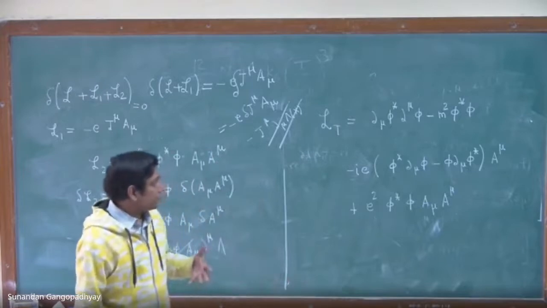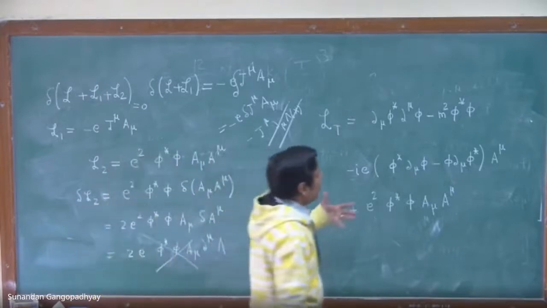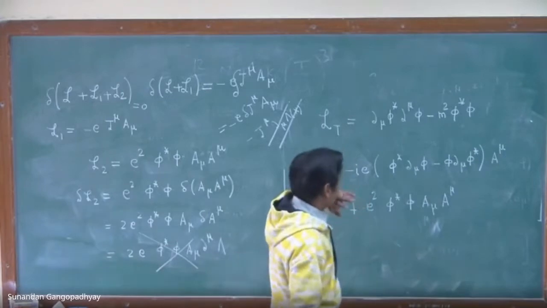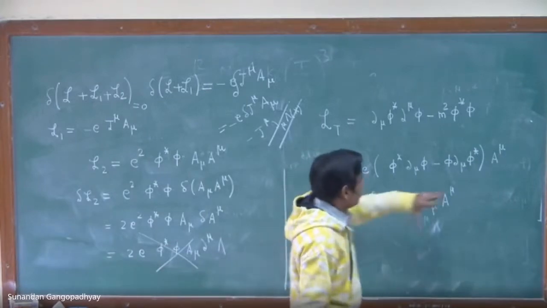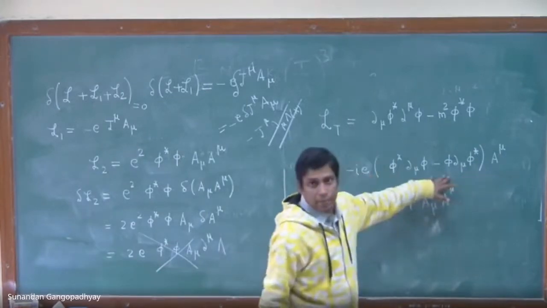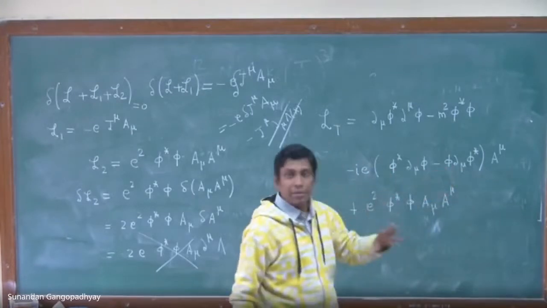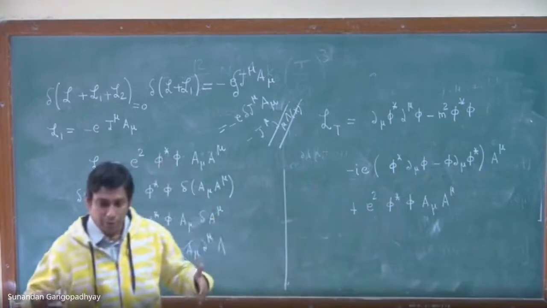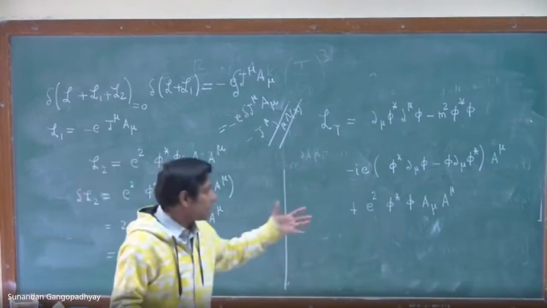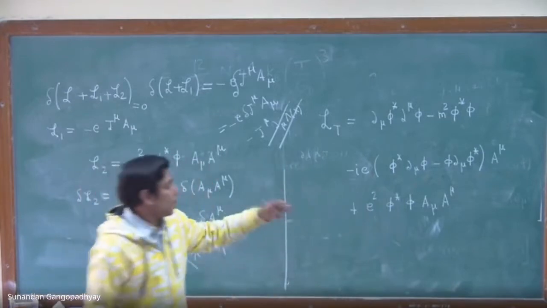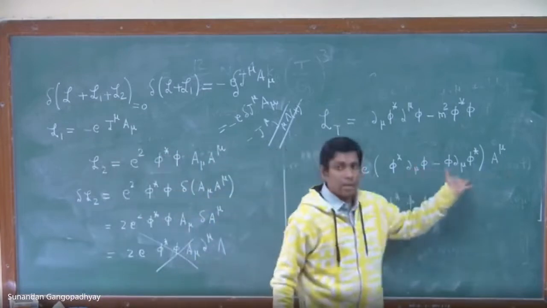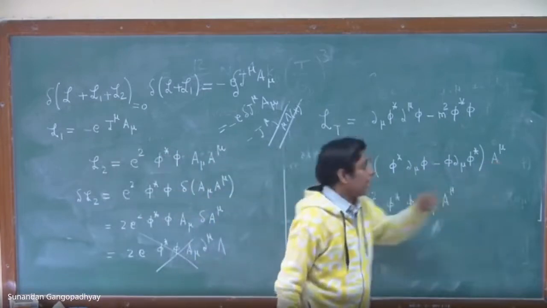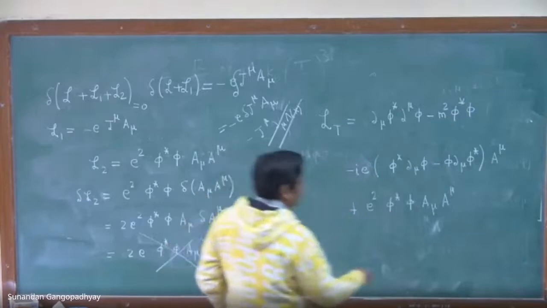And another thing is that it couples to this complex scalar field in the following way. You also get the interaction term between the two. So far we have been talking about free fields. Now in this case we have an interaction term, and the interaction is between the complex scalar field and the electromagnetic field.